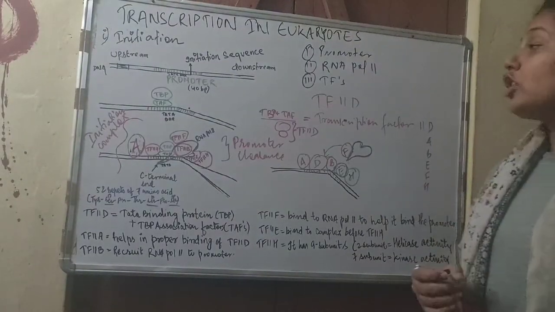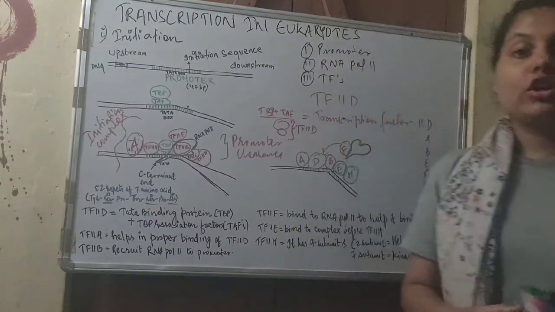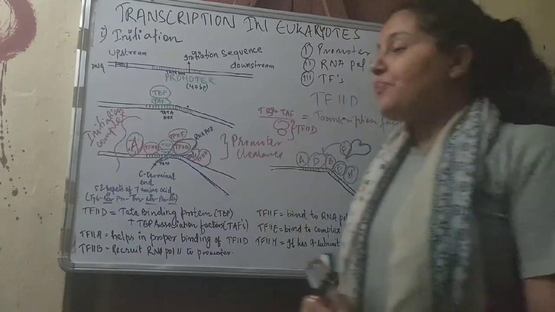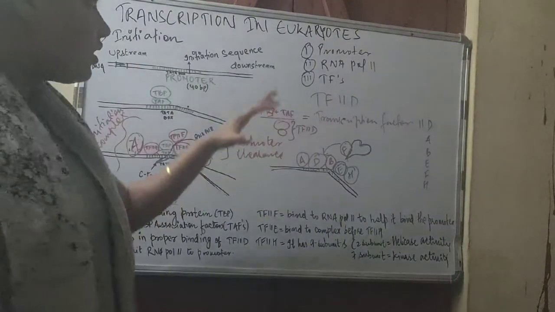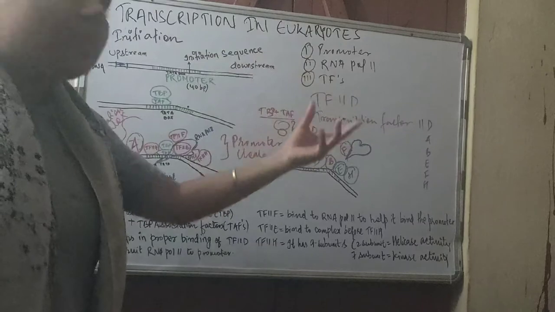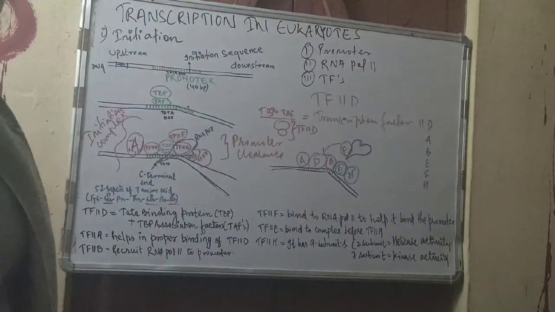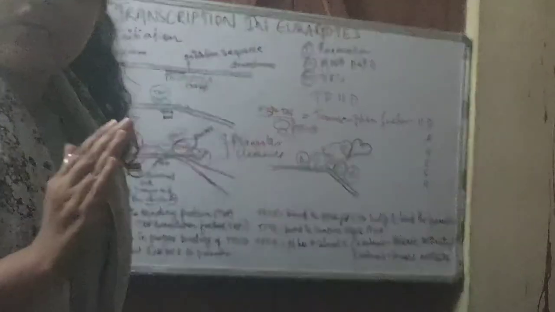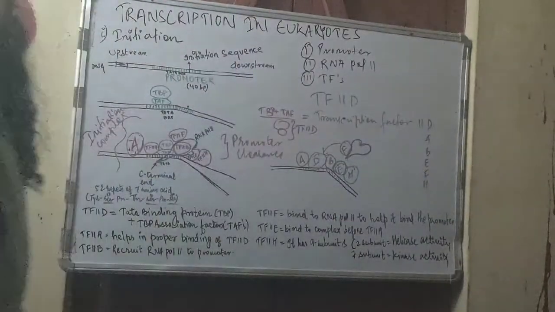Welcome to the video series in which I am talking about transcription in eukaryotes, and in this particular video I am talking about the process of initiation of transcription in eukaryotes. Here, first, what do we need for transcription? The first and foremost thing we require is a promoter, and then the second thing is RNA polymerase 2, and then we require transcription factors.